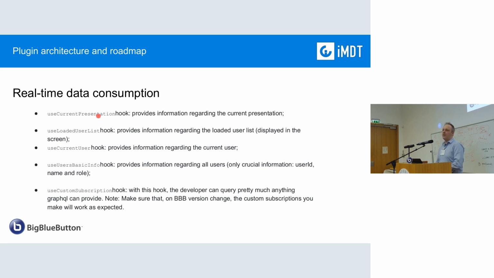It's a hook that allows you to get information about the current presentation. But the nicer one is the last one, that is use custom subscription. So you can basically write any GraphQL query in the plugin and get the data. So these are kind of shortcuts. We expect to add more, like use current presentation, use current user, or things like that. It helps someone who doesn't want to learn how to write a GraphQL query to get the data.